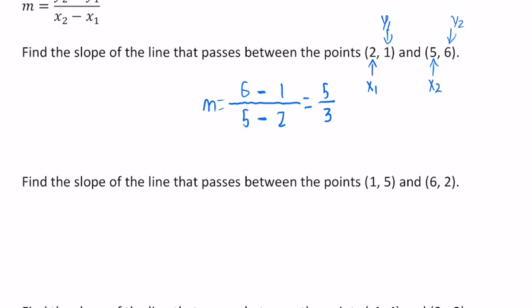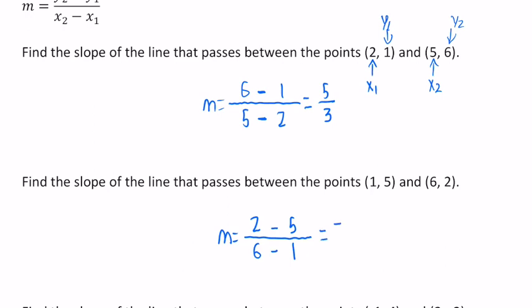To find the slope of the line passing between the points (1, 5) and (6, 2), we'll begin by writing a fraction, subtracting on the top and subtracting on the bottom. On the top, we have our second y value, which is 2, minus our first y value, which is 5. On the bottom, we have our second x value, which is 6, minus our first x value, which is 1.